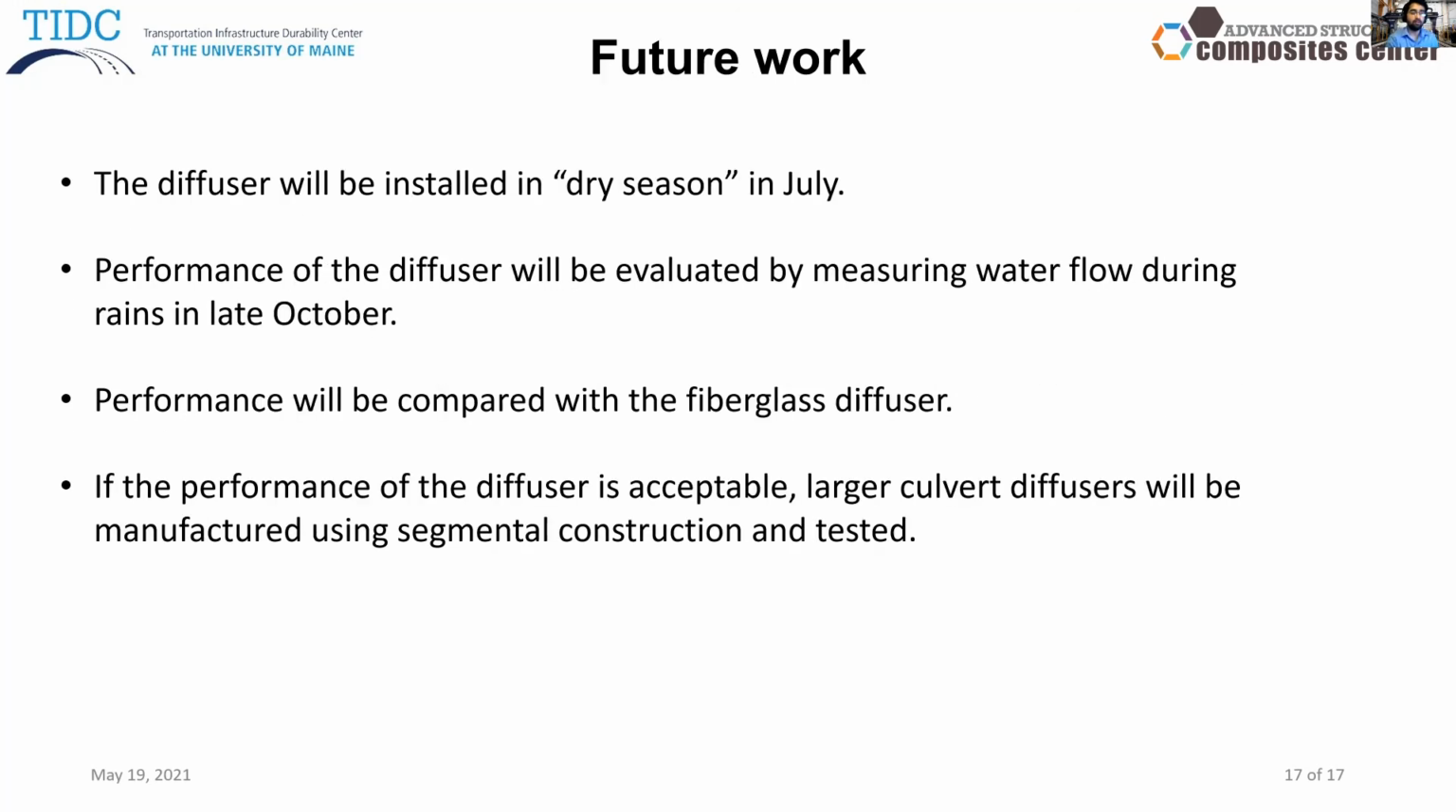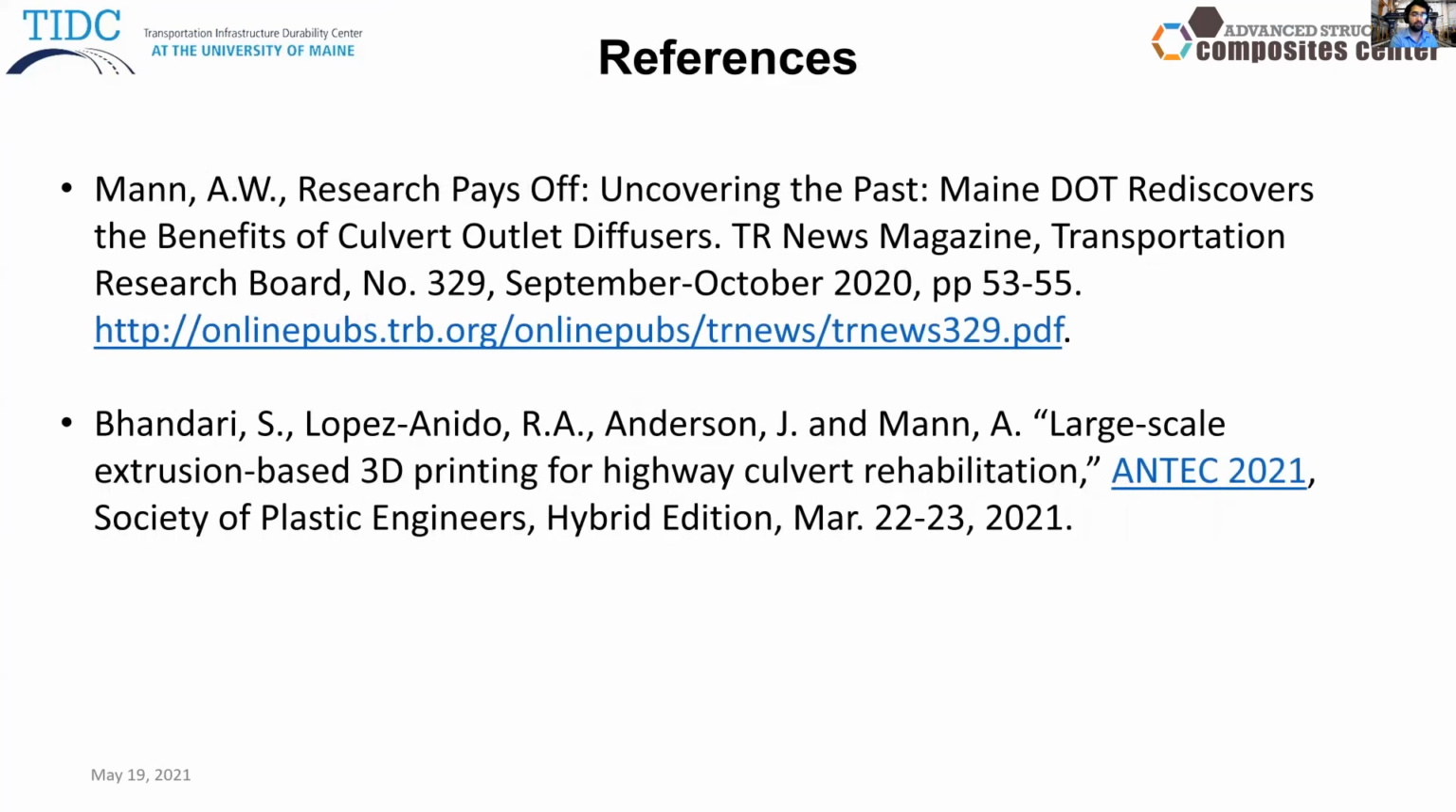Future work. The diffuser will be installed in dry season in July of this year. Performance of the diffuser will be evaluated by measuring water flow during rains in late October. Performance will be compared with the fiberglass diffuser. If the performance of the diffuser is acceptable, larger culvert diffusers will be manufactured using segmental construction and tested. So now is the time for questions.